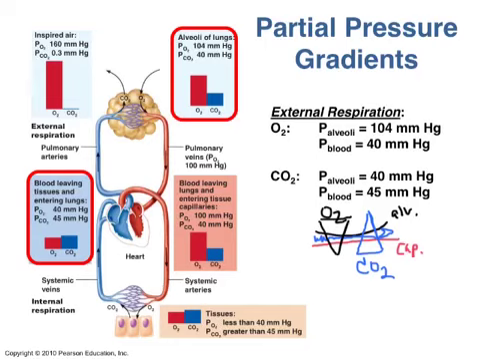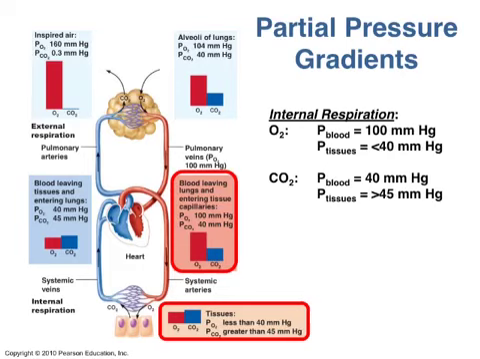Now remember that molecules will diffuse from an area of high partial pressure to an area of low partial pressure. So in the lungs, oxygen tends to move out of the alveolus into the blood, and carbon dioxide tends to move out of the blood into the alveolar air, where it can be exhaled.